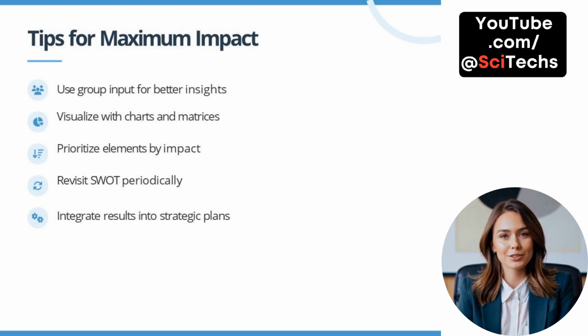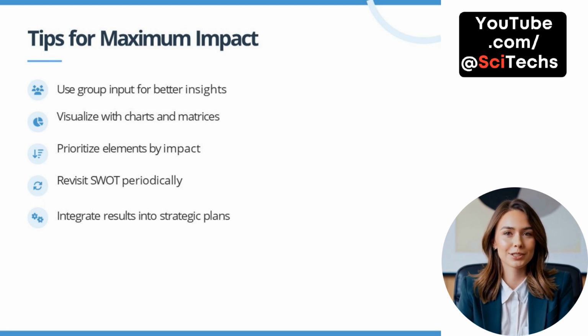Prioritize elements by impact. Don't treat all factors equally. Focus on what moves the needle. Revisit your SWOT regularly, especially in dynamic environments like technology and engineering. Conditions change fast, and your analysis needs to evolve accordingly.